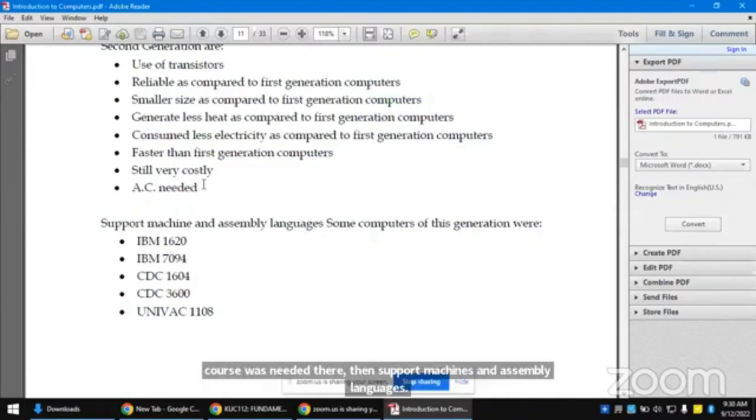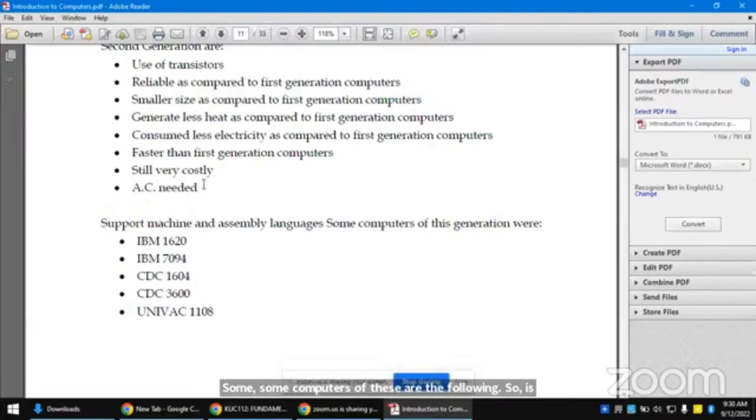Some computers of this generation were the following. These are the examples of the computers that existed: IBM 1620, IBM 7094, CDC 1604, CDC 3600, Univac 1108. So these are the examples.